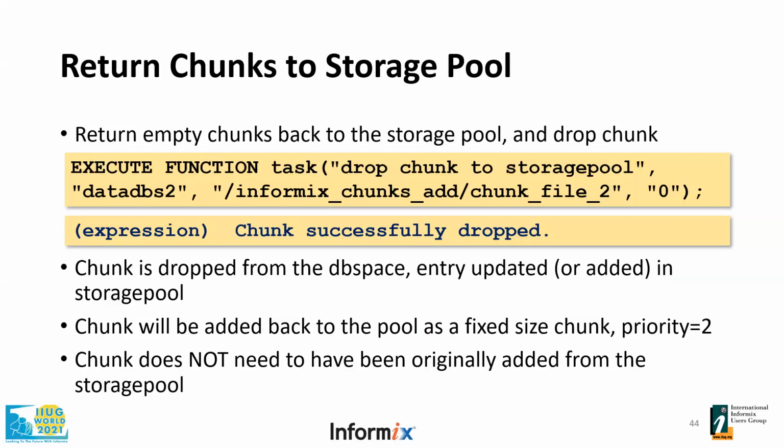We give it the DB space name, the path to the file, and the offset. This will do two things. It will go ahead and drop the chunk from the DB space, and then it'll put either a new entry or update an entry in the storage pool table so it can be allocated later on to other things. Something to bear in mind here is that we can do this even if that chunk was not originally assigned from the storage pool.